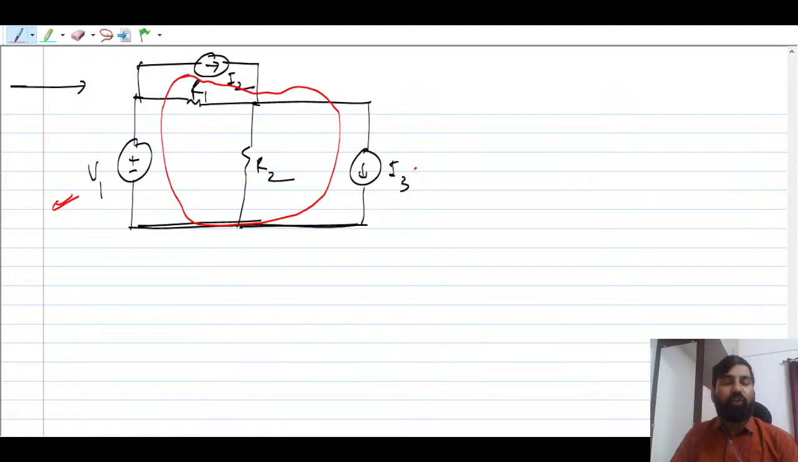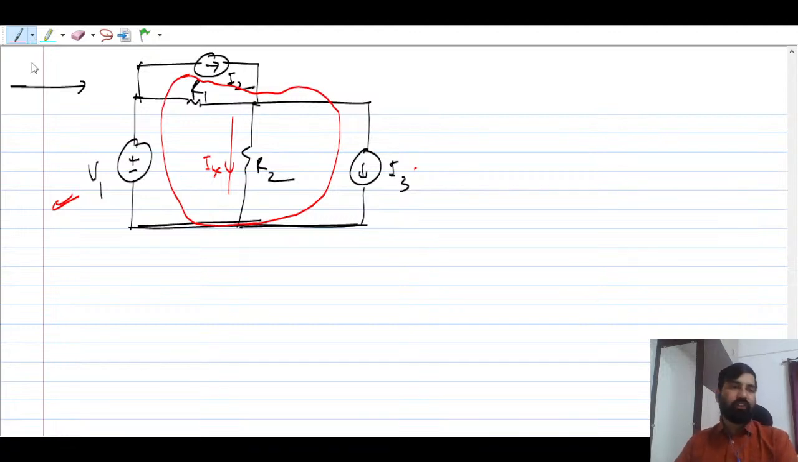Now how can you find out, suppose somebody is asking what is the current through R2? People can ask what is the current through R2, right? So you have to find the current with all the sources acting at a time. Suppose someone is going to ask you what is this Ix, you can find Ix.